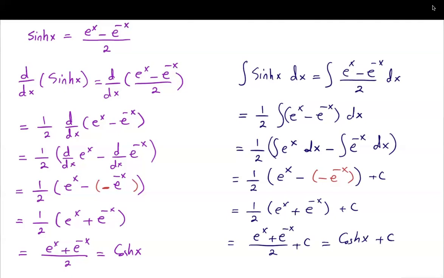So the derivative of hyperbolic sine is hyperbolic cosine, and the integral of hyperbolic sine is hyperbolic cosine plus constant of integration. And this is the algebra behind this.